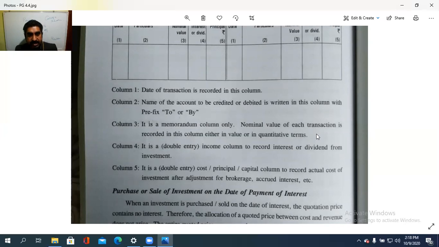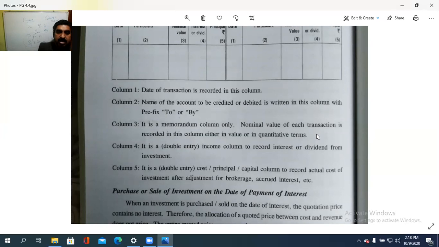Then fourth, it is a double entry, that is, an income column to record the interest or dividend from investment, in order to record the interest paid or the dividend paid as well as the interest received or the dividend received, both the cases. അപ്പോൾ അത് ഡബിൾ എൻട്രി സിസ്റ്റത്തിന്റെ ഇതാണ്.